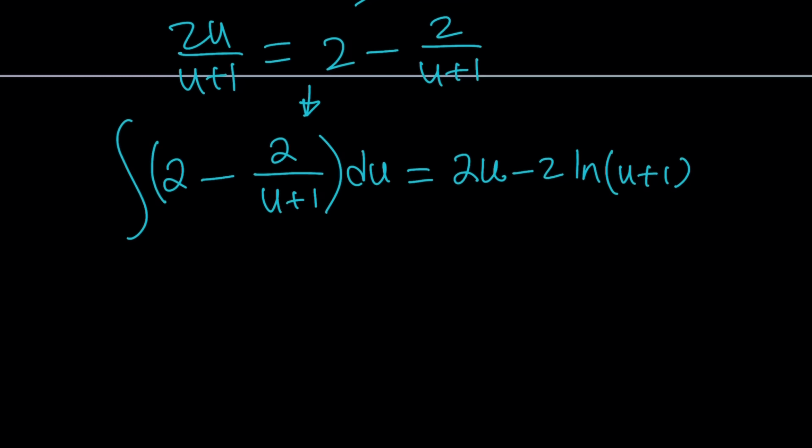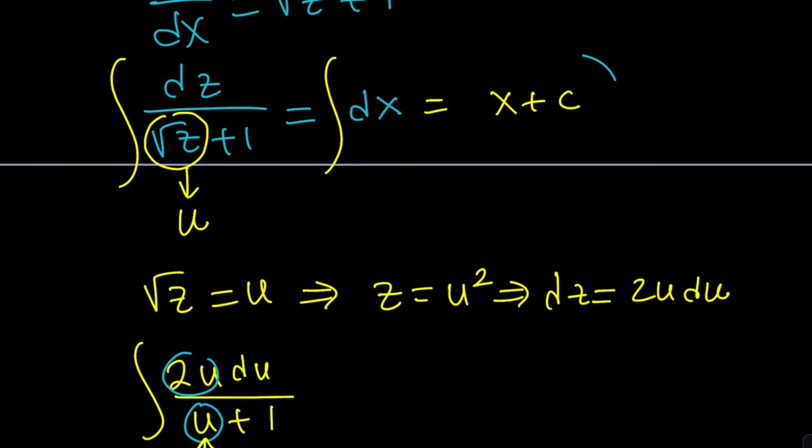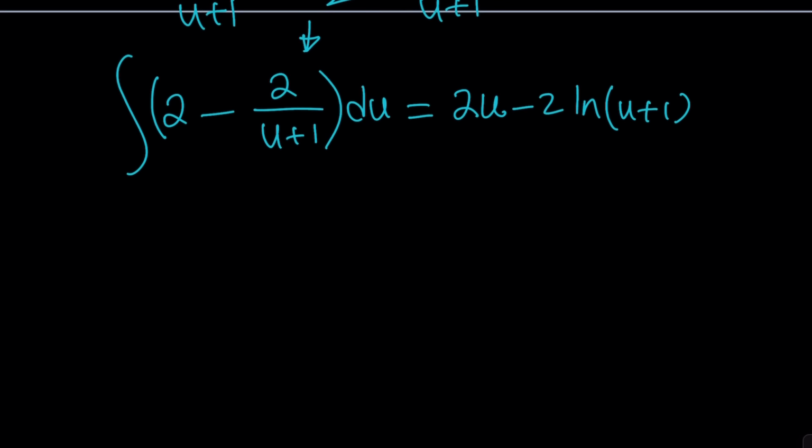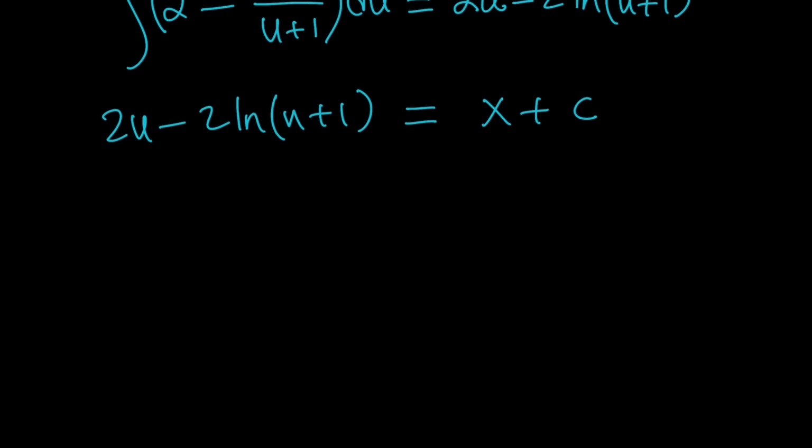Okay? Wait a minute. What is this equal to? It's equal to the right-hand side, which is x plus c. Remember that? So we're going to set this 2u minus 2 times ln u plus 1 equal to x plus c. Remember, that came from the integral of dx, right? Cool. Now, we're not done with the cool stuff yet. Let's go ahead and divide both sides by 2, and it's going to give us u minus ln u plus 1 equals x plus c all over 2.